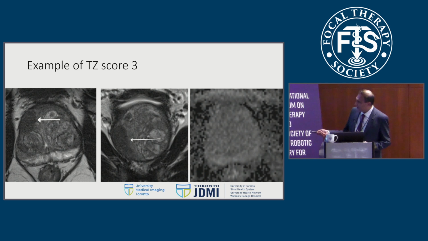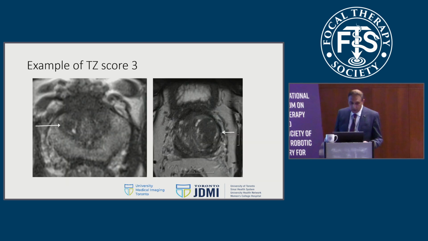A nodule which has obscured margins would be given a score of 3, and if it does not fit into any other category, that would be an example of a score of 3, or T2-weighted score in the transition zone. And these would all, again, be obscured nodules. I would give it a score of 3.